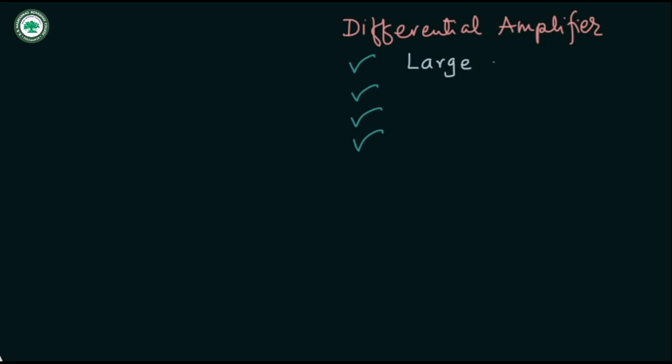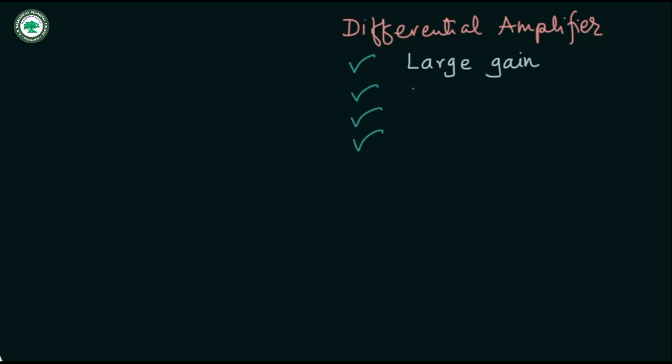Now, the characteristic feature of the differential amplifier is that it has a large gain. That means if we provide a very small signal, in terms of say a few millivolts, we can have the output in terms of volts.